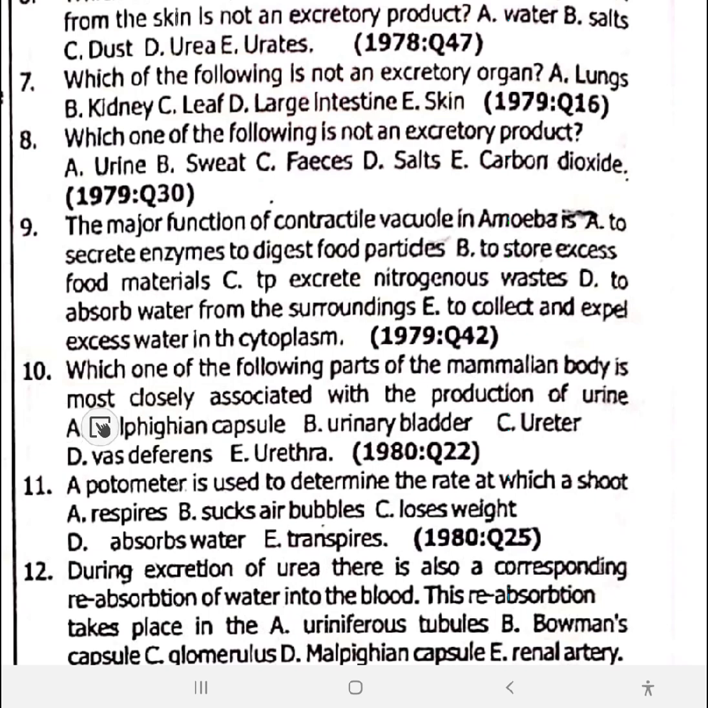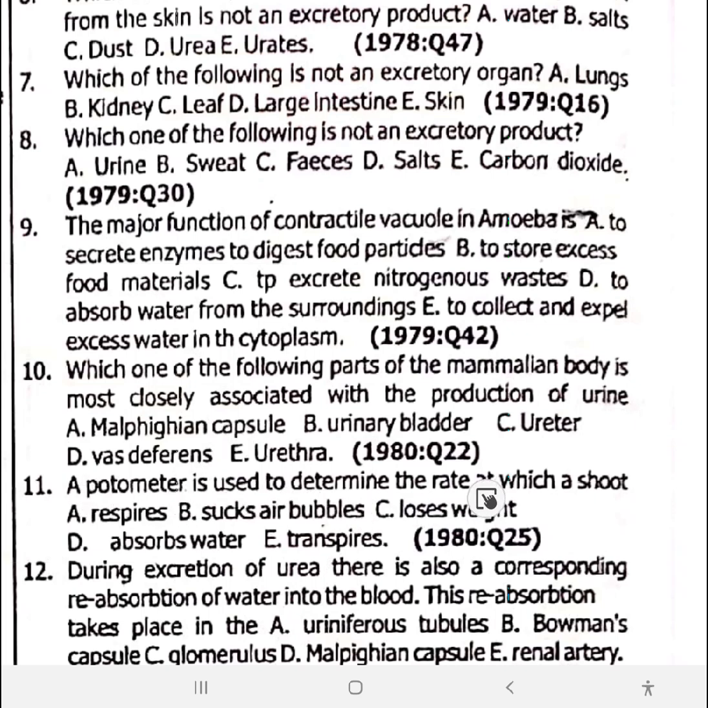Ten. Which one of the following parts of the mammalian body is most closely associated with the production of urine? Ten is option A, the Malpighian corpuscle or Malpighian body. It is involved in ultrafiltration of the blood. Malpighian corpuscle equals glomerulus plus Bowman's capsule.